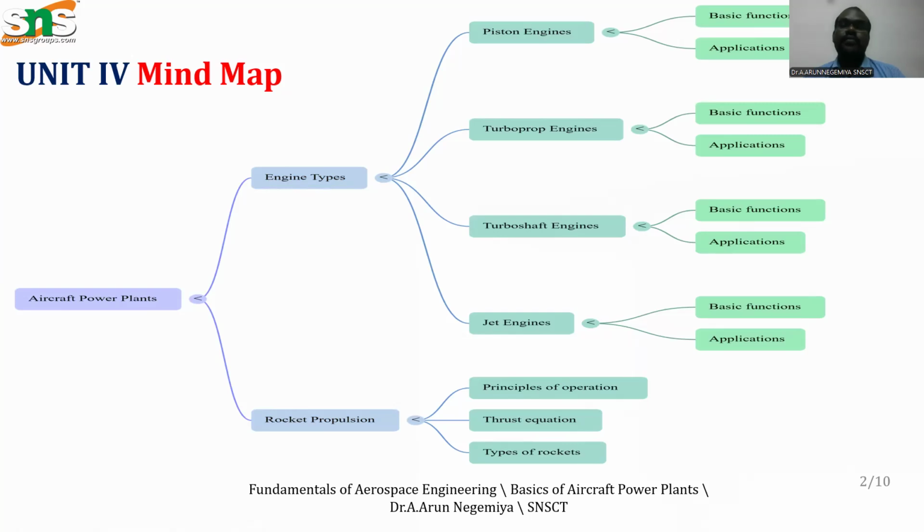In Unit 4, we are going to study the types of engines and types of rocket propulsion. The types of engines can be classified into turboshaft, turboprop, piston engine and jet engines. Rocket engines can be classified as solid propellant, liquid propellant, and hybrid propellant engines. The topic is classified into five stages of DT.